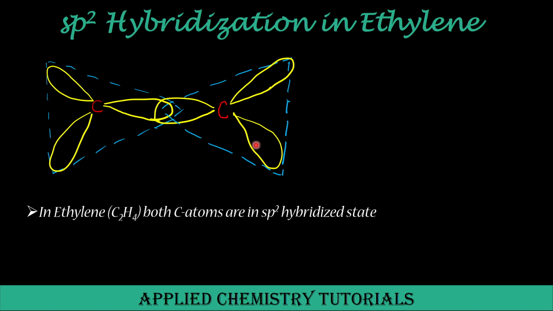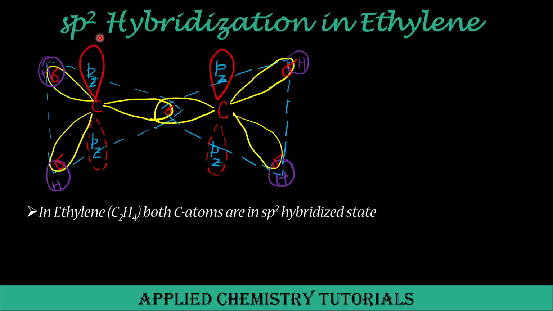Now in ethylene there are 2 carbon atoms, both are sp2 hybridized. One sp2 orbital from each carbon atom overlaps with each other and makes the sigma bond. The other 2 from each carbon atom overlap with hydrogen 1s orbitals and create another 4 sigma bonds in the ethylene. So a total of 5 sigma bonds are formed in ethylene.